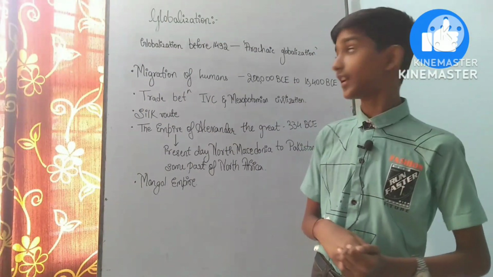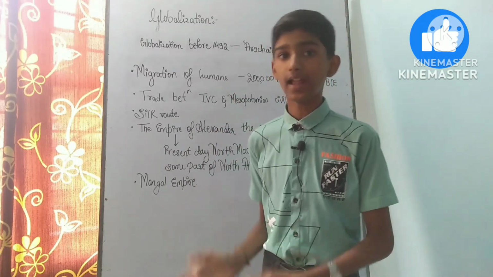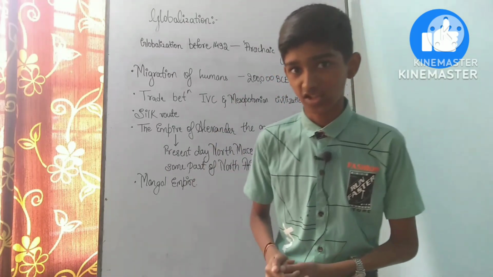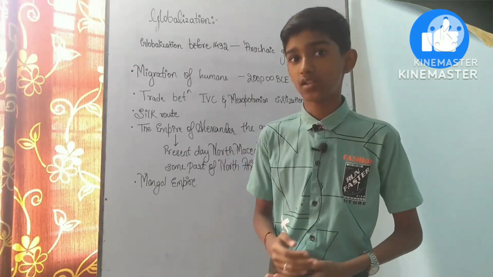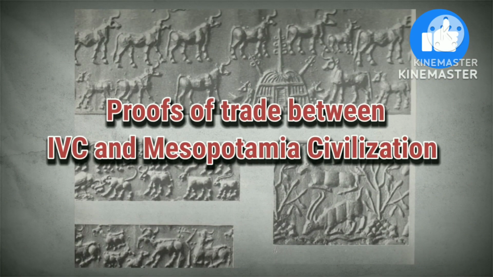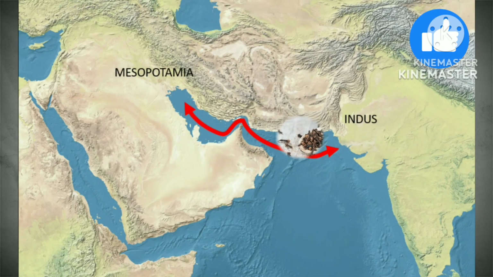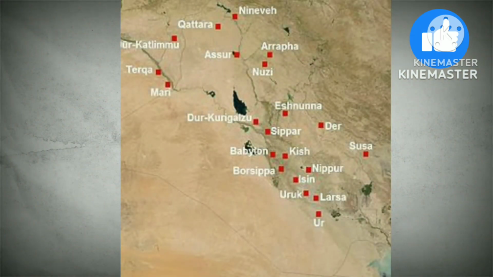Okay, now a second proof is the trade between the Indus Valley civilization and the Mesopotamian civilization. We have many proofs of this trade, as you can see on the screen. Let us take a look at some of the proofs of the trade between IVC and the Mesopotamian civilization. First were the clothes, which were grown in the Indus Valley and were also found in Terqa, a region near modern-day Syria, which were traded around the 2nd millennium BCE.